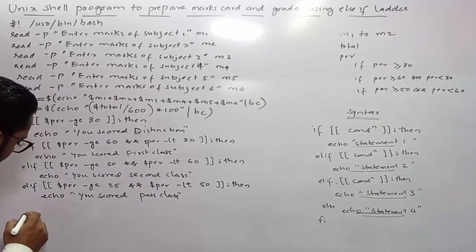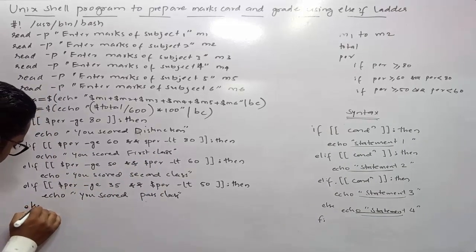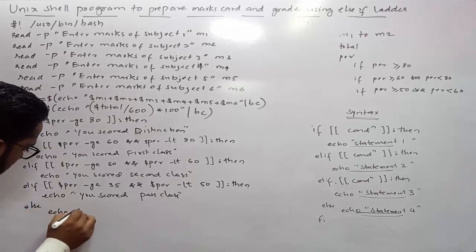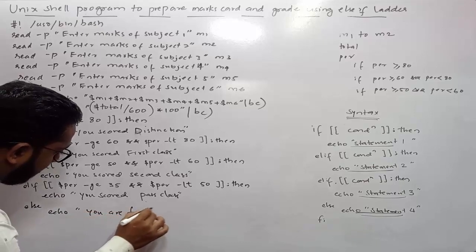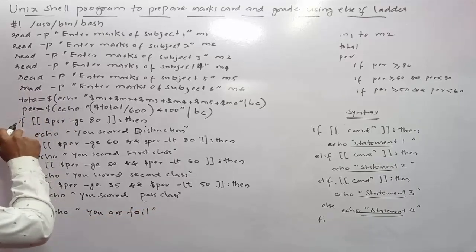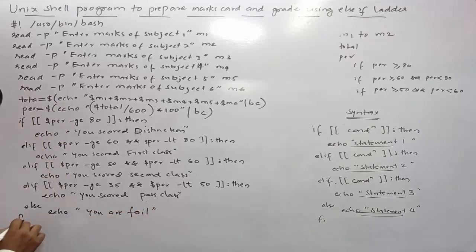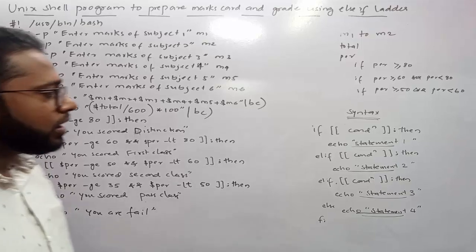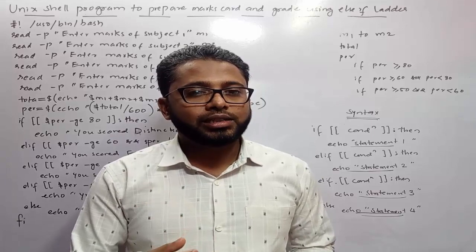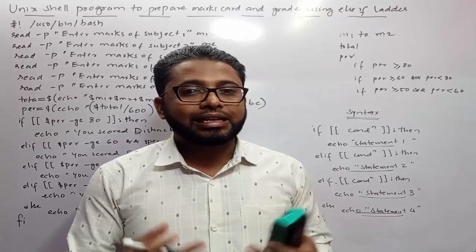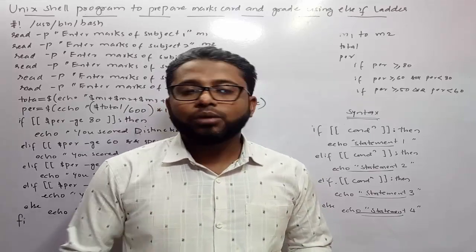So that we need to put under the else, echo "you are fail". Okay, then we need to close this if using fi. So this is how you can write a shell program to find the total percentage, and based on the percentage declare the results.